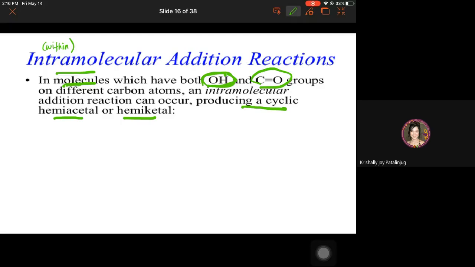You are not adding other molecules, unlike in intermolecular reactions, where other products are present. So somehow that can change the stability of the products. Okay? So, for example, I will just introduce this, but we will not dig deeper into the intramolecular addition reaction, because that is more on the biochem side. I will just introduce the mechanism, which is very much the same.